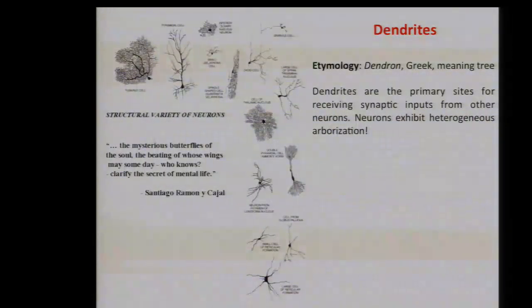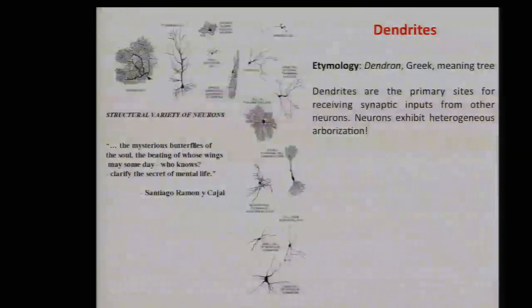As most of us know, dendrites are the primary sites for receiving synaptic inputs from other neurons. And neurons, as you can see over here, exhibit heterogeneous arborization, very different. If you have a typical pyramidal cell, the probability that you would see an arborization like a Purkinje cell's is going to be very low, unless you have some kind of major arborization deficit. So they have very typical organization, very typical patterns of branching.